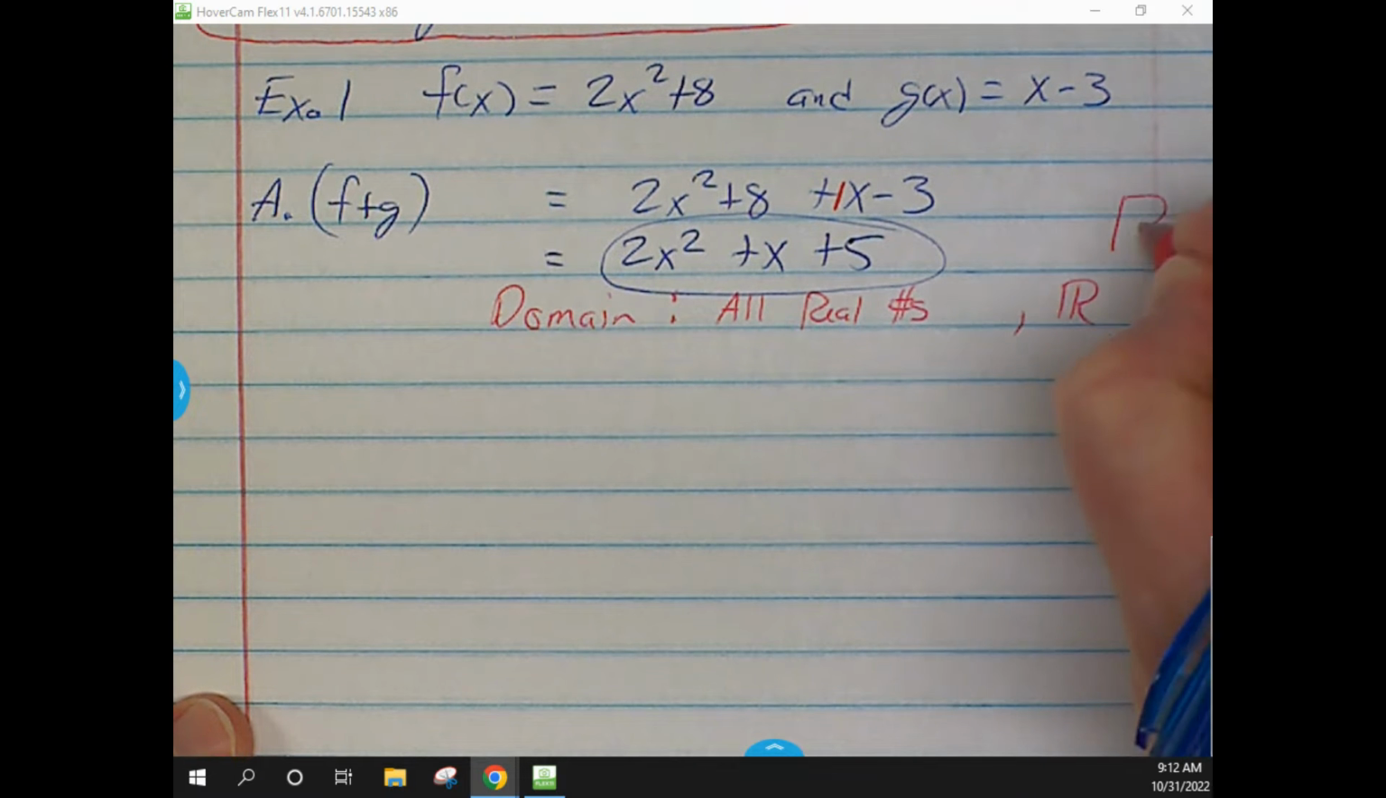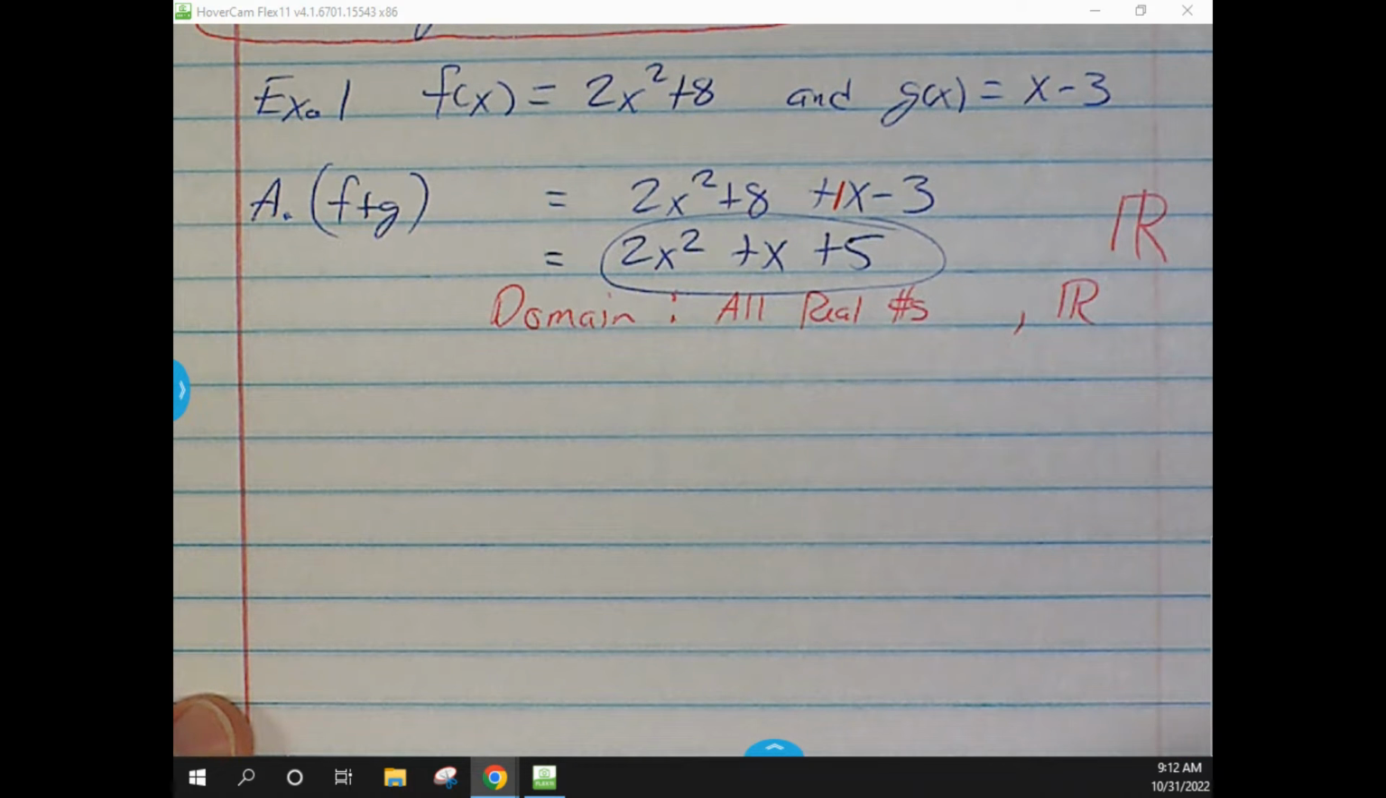Just do this and then leave a little space, and then do that. Or you can do the R and then just do that.